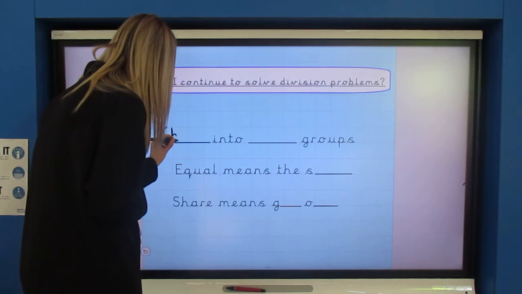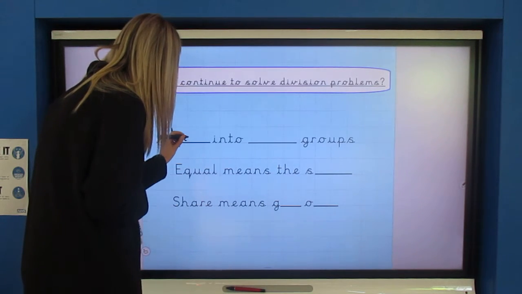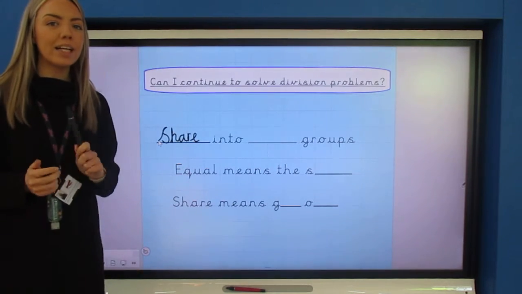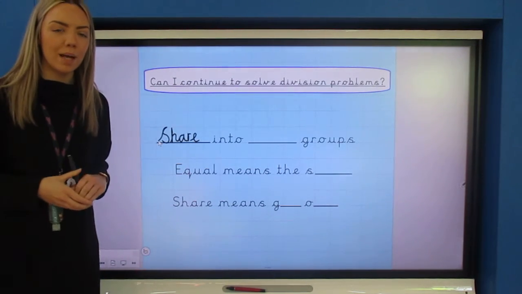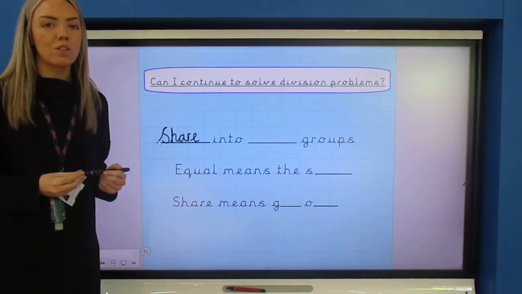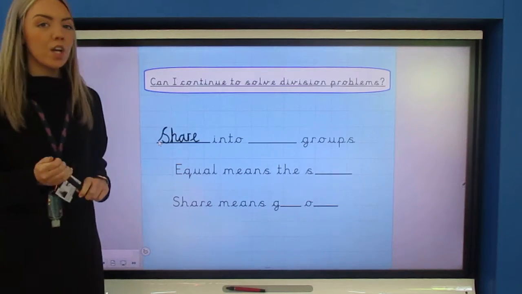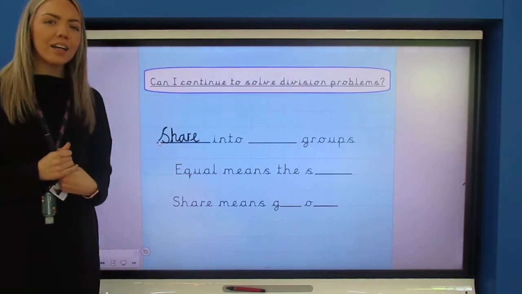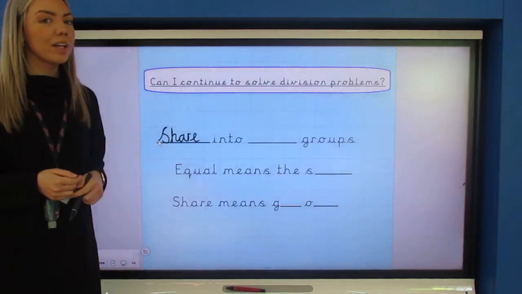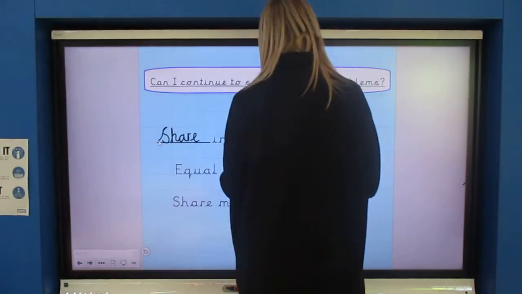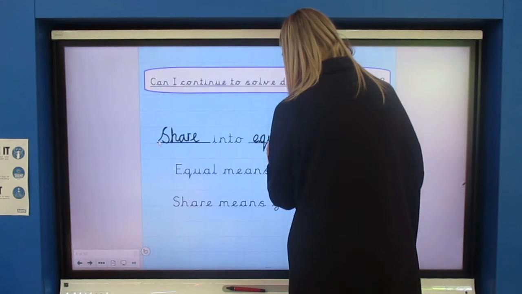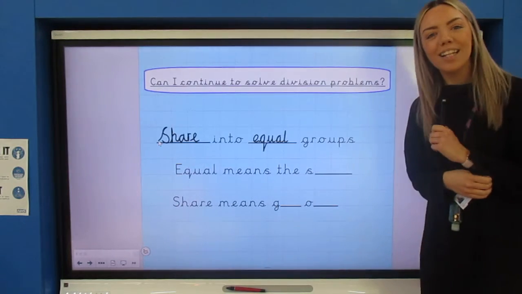Excellent. Let's fill in then that first blank. We need to share. And we are absolutely fantastic at sharing in Year 1, aren't we? We worked really hard on that when we came back to school in September. And I hope you're doing some super sharing at home as well with your siblings or your mummies and daddies. So share into, and what's that second word? It is on the board to help you and give you a clue. Share into equal groups. Well done, Year 1. Brilliant.